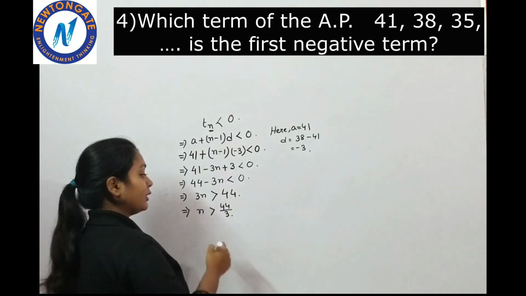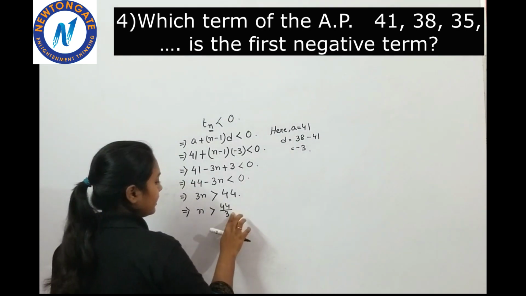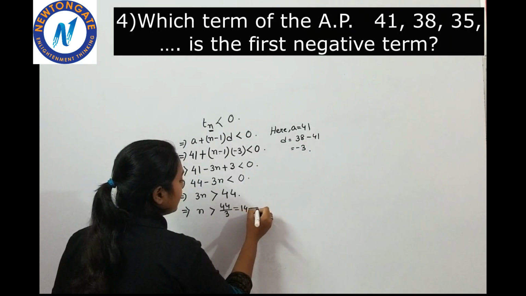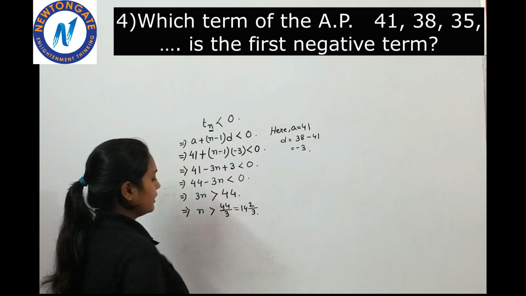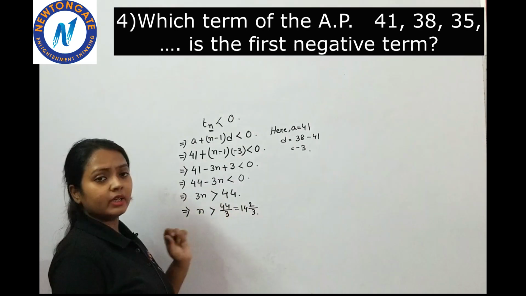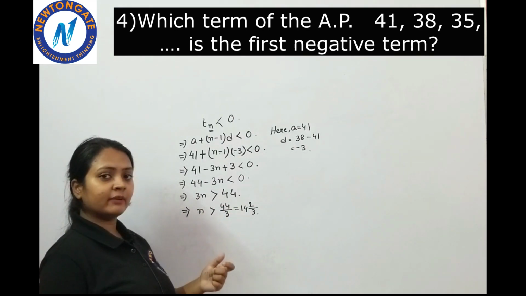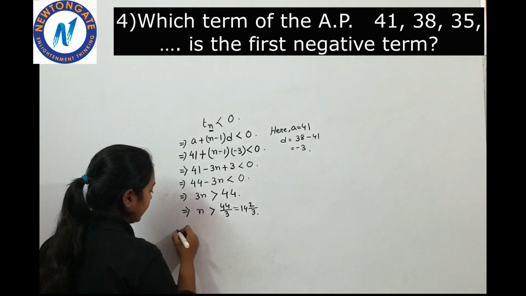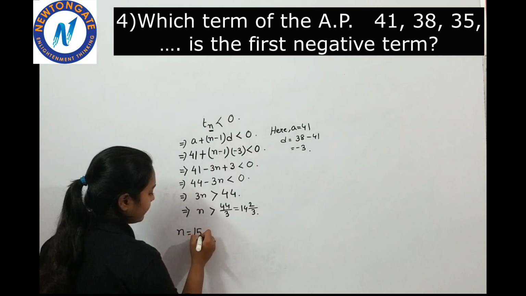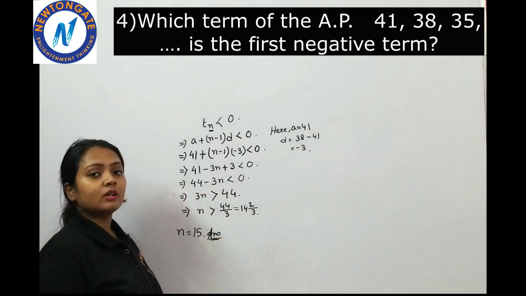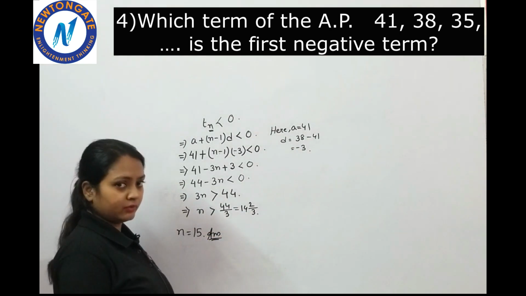What is the value of 44 by 3? It will be 14 whole 2 upon 3. Then n should be greater than 14. We will get the first negative term when n equals 15. And this is the answer of question number 4.